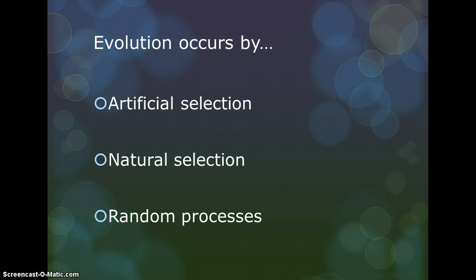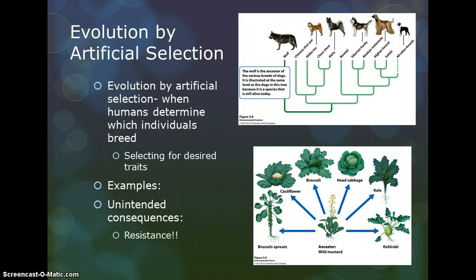This should be a reminder from last year, but evolution can occur by artificial selection, natural selection, or random processes, and we're going to talk about all three of these in more detail. So, artificial selection is when humans are determining which individuals breed, and we're selecting for certain traits.